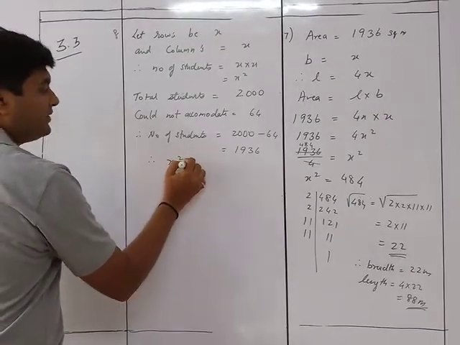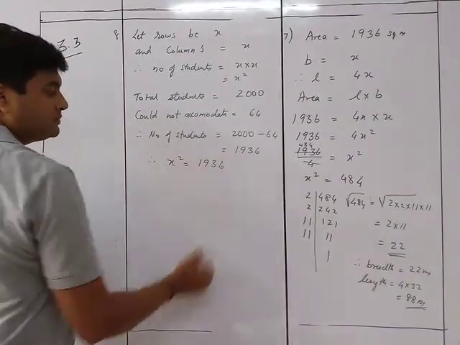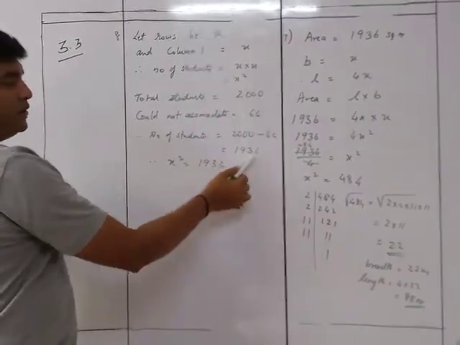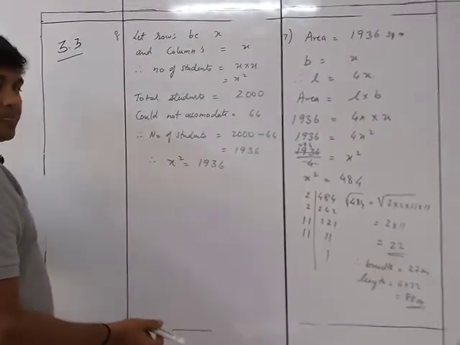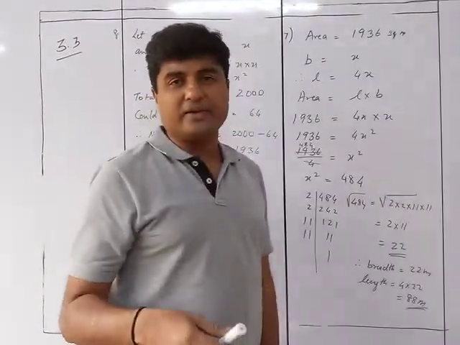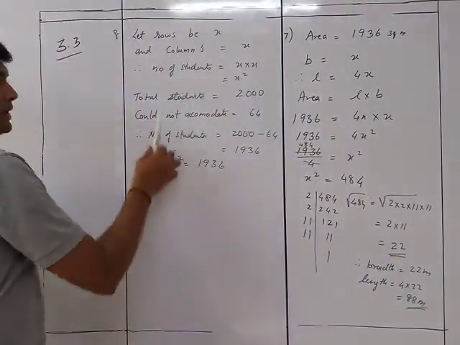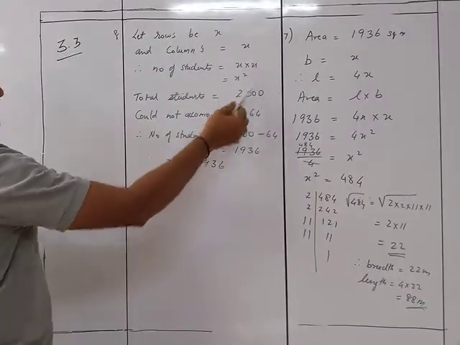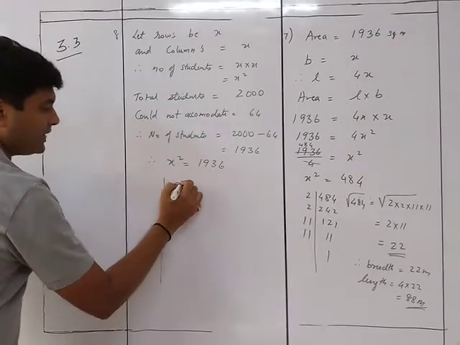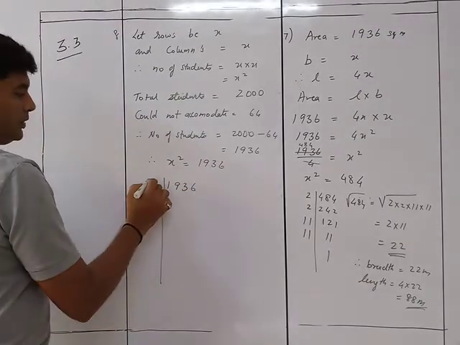Therefore, x square is equal to 1936. Because we know the total number of students who participated is x square, and here it is 1936. We are not taking 64 here because they could not be accommodated in that particular arrangement. So that's why the number of students who participated is 1936. So we take the prime factorization of 1936 by 2.